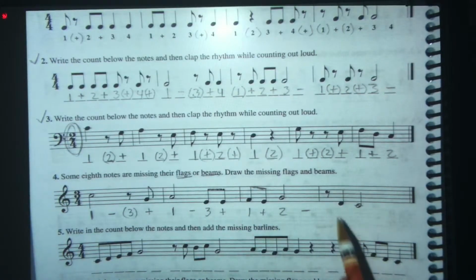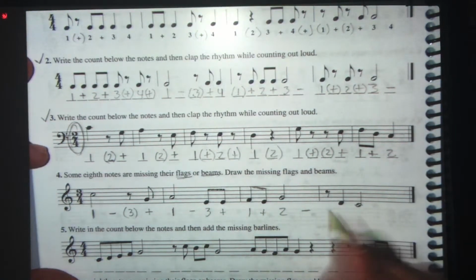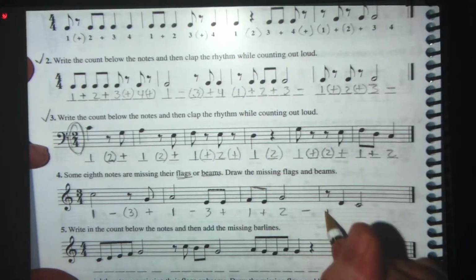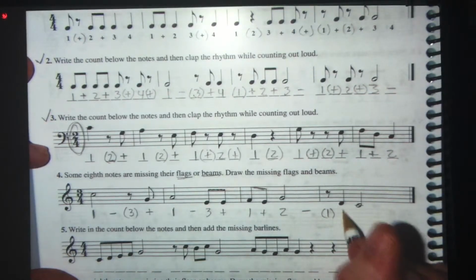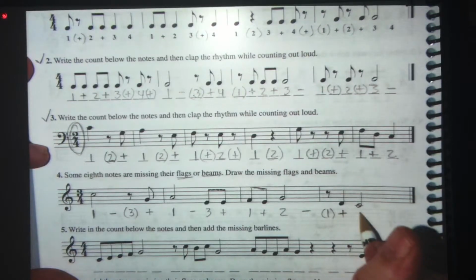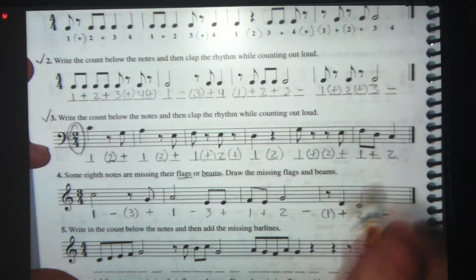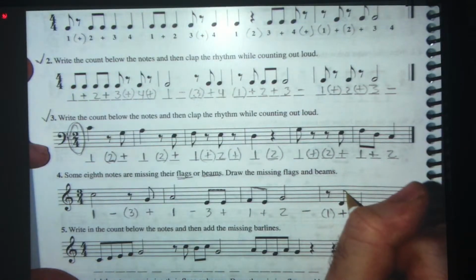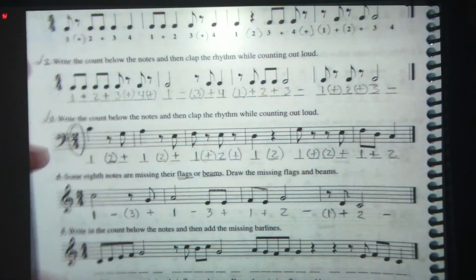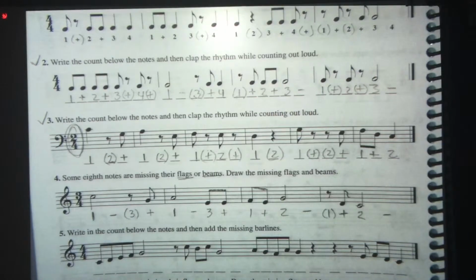Okay? This next measure, there's only one real way to do it. So we'll put it here, 1. This will be an and. We'll have to add a flag. 2, 3. So to make this right, just add a little curly Q there, little flag, and you are good. Okay? We're going to put a check here.